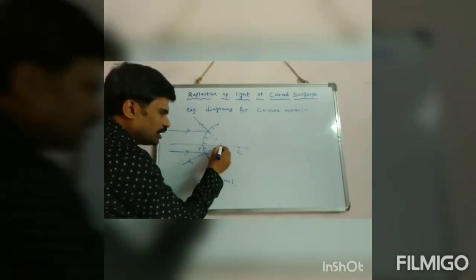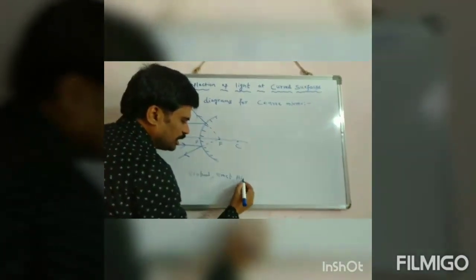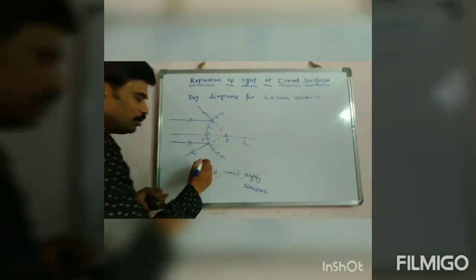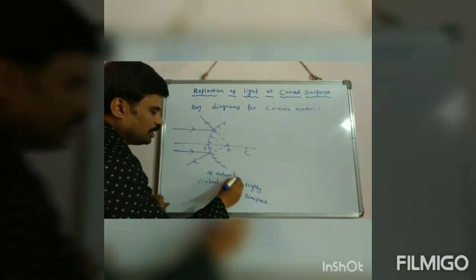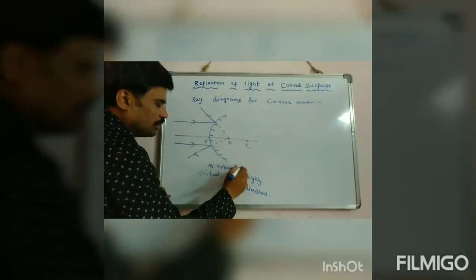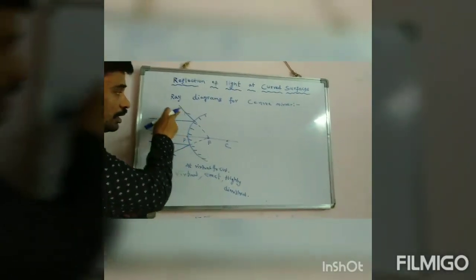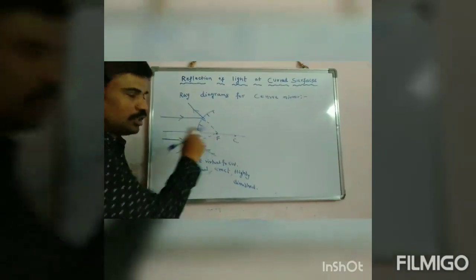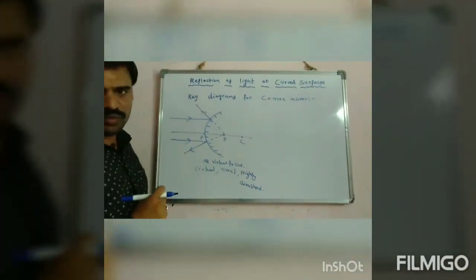Nothing but here the reflected rays are meeting at focus. Nothing but highly diminished. Nothing but point sizing. And where is the image formed? At virtual focus. Why am I calling it virtual focus? The reason is the reflected rays appear to be coming from focus. They are actually not met, they are diverging rays. Hence, we call this focus as virtual focus.